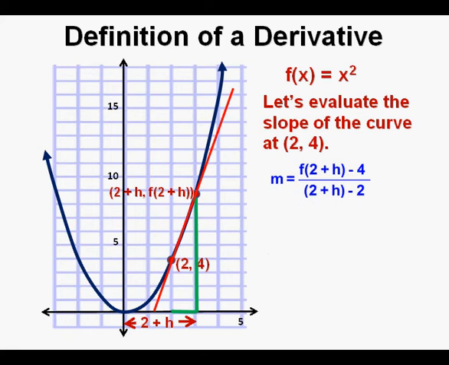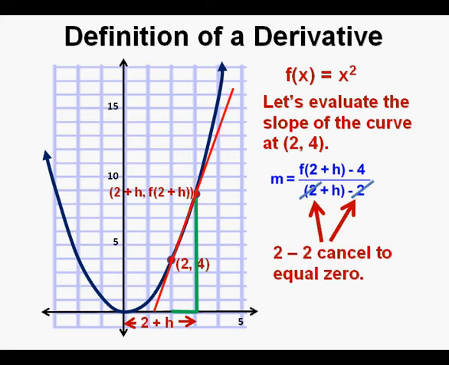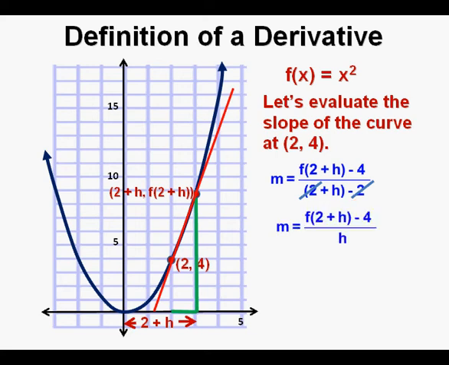Remember that the slope formula is m equals y2 minus y1 over x2 minus x1. And with the points we have here, the slope formula filled in looks like this. m equals f(2 + h) minus 4 over 2 plus h minus 2. This is just placing our x and y values into the slope formula. And in the denominator, 2 minus 2 cancel to equal 0. So what we're left with is f(2 + h) minus 4 over h.